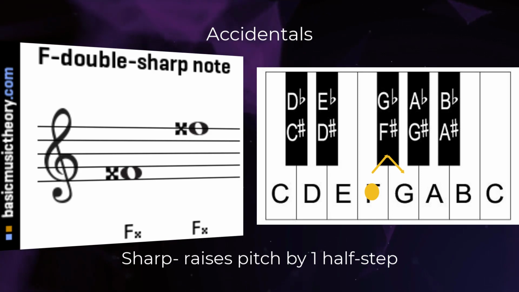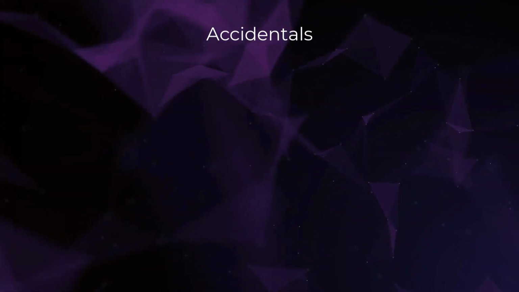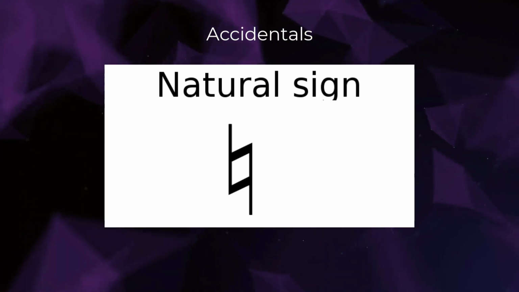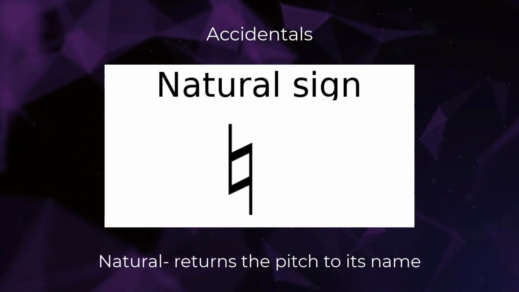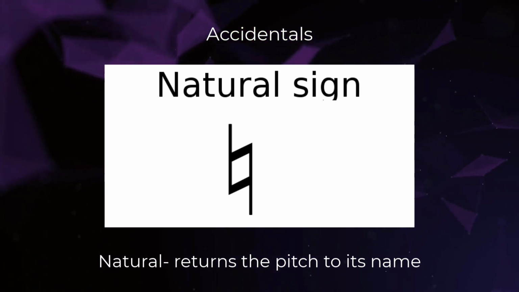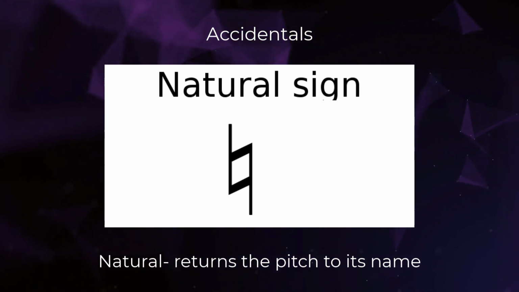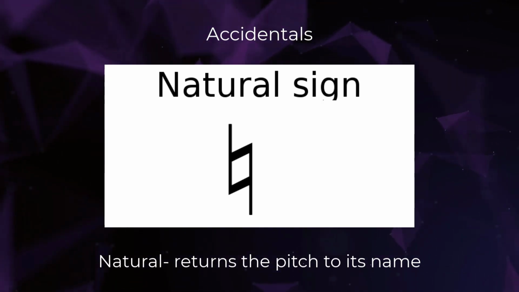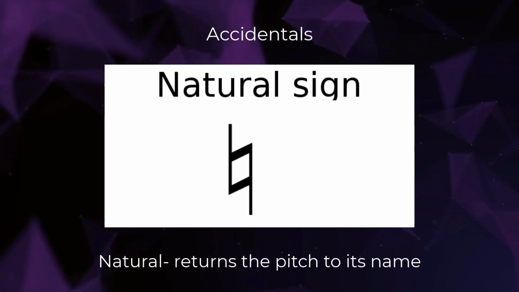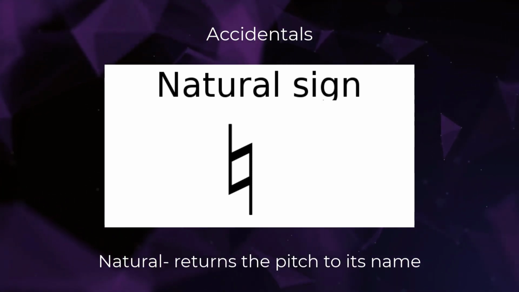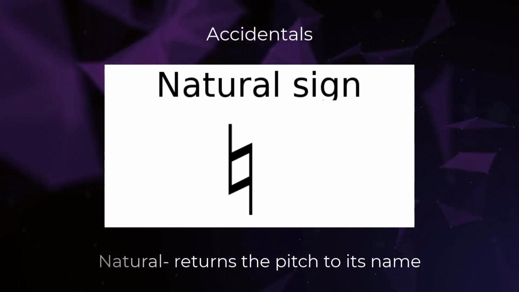The final accidental is trickier and is known as a natural. A natural returns the pitch to its original name. So, if we are starting with an A flat, a natural sign raises the pitch a half step to A natural. Likewise, if we start with an A sharp, a natural lowers the pitch by a half step, also to A natural.